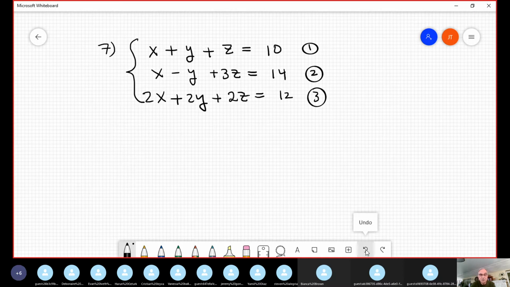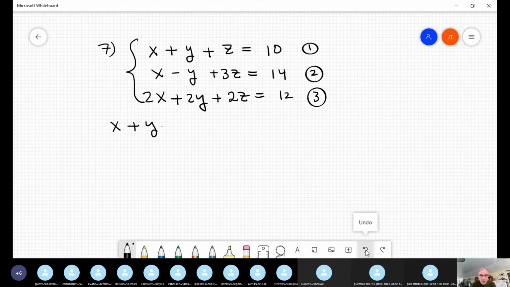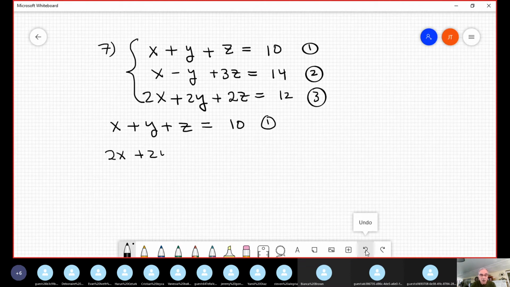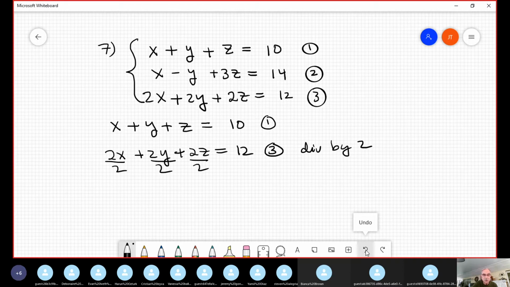Look, the first equation, this is just intuition. For the people who said it, perfect, but for the people who didn't, I want to explain. Suppose I have no idea, I am totally lost, but I am following the procedure. You get the same conclusion. The first equation is equal to 10. My last equation is 2x plus 2y plus 2z equals 12. I can divide the entire equation by 2 because 2 and 12 are even numbers. Then you have x plus y plus z equals 6. This is equation 3 now.